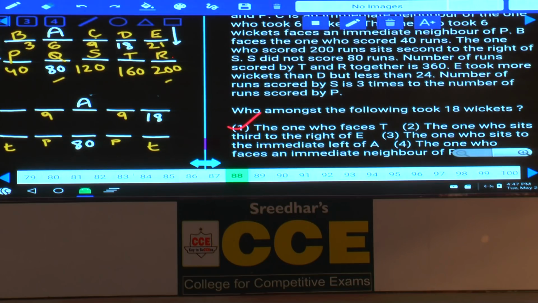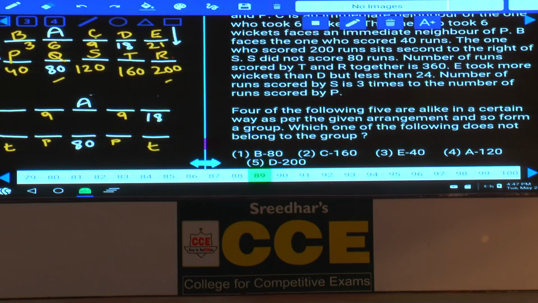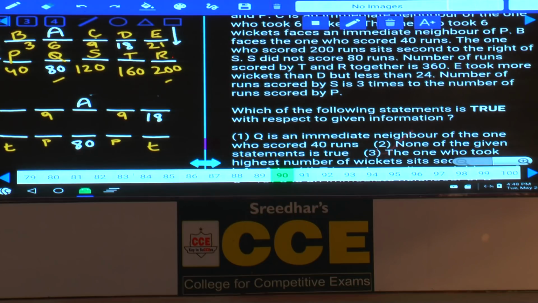Then question number 89. Now in this question number 89, four of the following pairs: B and 80. 80 is the immediate left of P, so B and P are opposite. C and 160. 160 is the immediate left of S, so C and S are opposite. And E and 40, now these two persons are not adjacent to each other. That is choice 3.